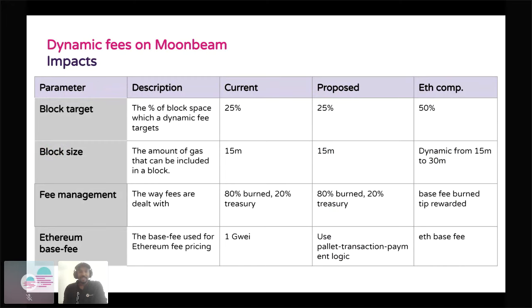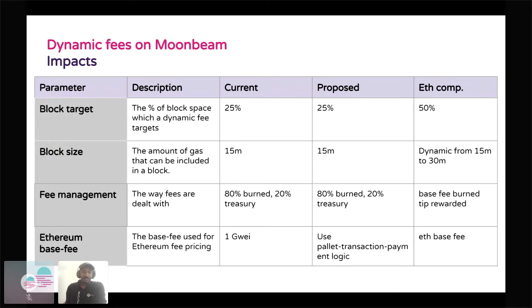There is also the fee management. This is specific to Moonbeam and Moonriver. So this one will not change. Of all the fees that are taken, 80% will be burned and 20% will go to the treasury. For Ethereum, the base fee is fully burned and the tip is rewarded to the block producer.